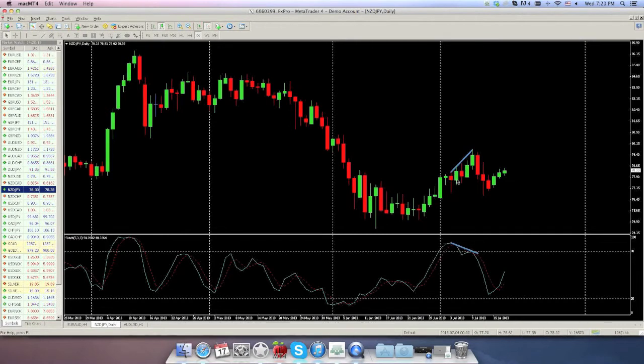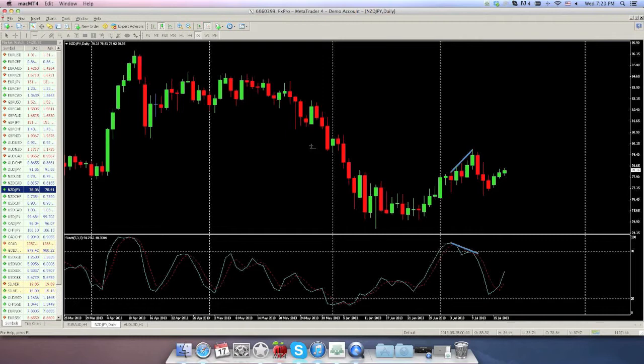Okay, we had this formation going on. Now, how do you look at this? How do you look at it? Obviously we saw opposites going on, and from this area the markets kept going higher and higher and higher, while your indicator, it's not the same thing. It kept going lower, lower, and lower.